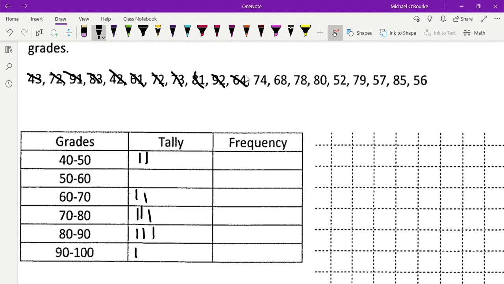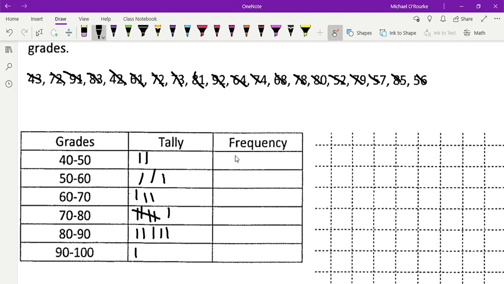64. Now hypothetically, never do a stripe through, because if you ever mess up, how would you know what number that is? Now do you guys know after 4 you put a 5 across as such? 85 and 56.